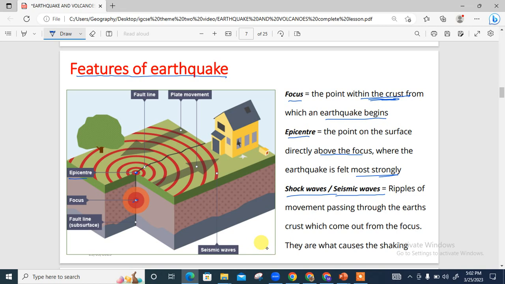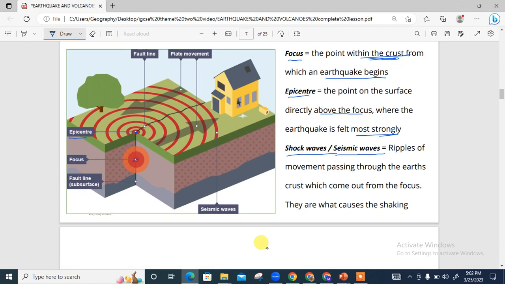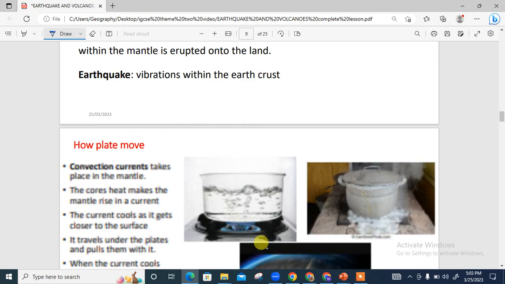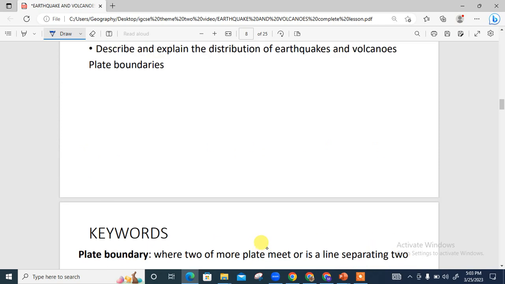Then you have seismic or shock waves. These are ripples of movement. As you can see here, the red lines are ripples of movement passing through the earth crust, which come out from the focus. They are what causes the shaking during an earthquake. From this diagram, you can find out that there are two. Don't worry, we'll come back to that. Let me not rush and waste so much time.